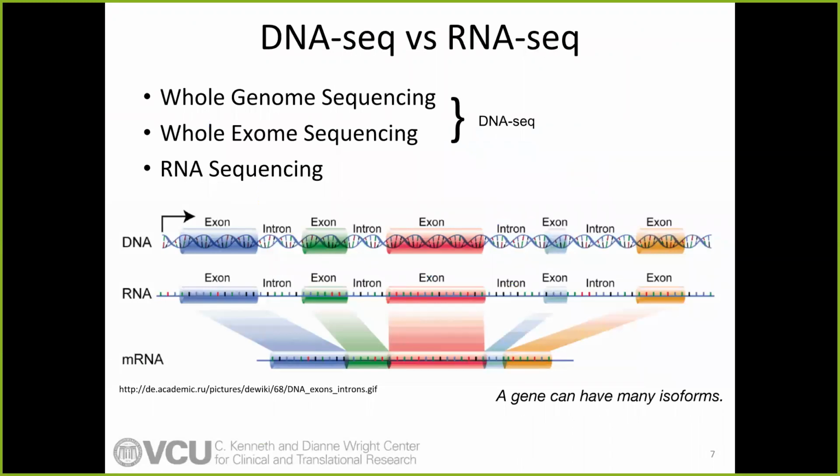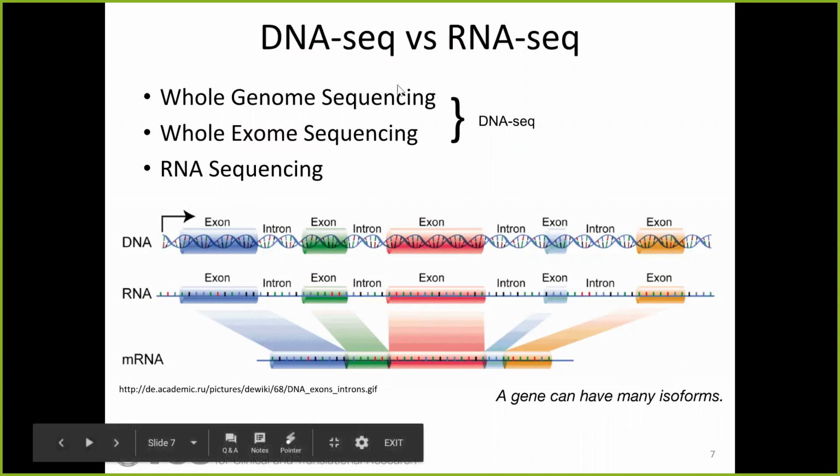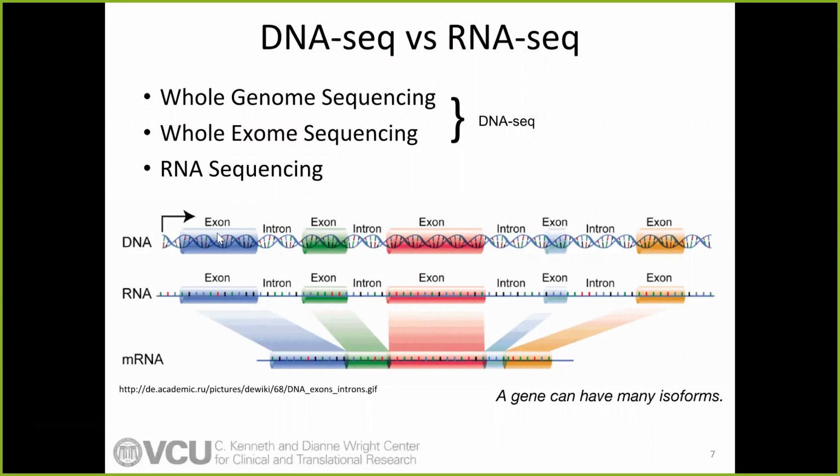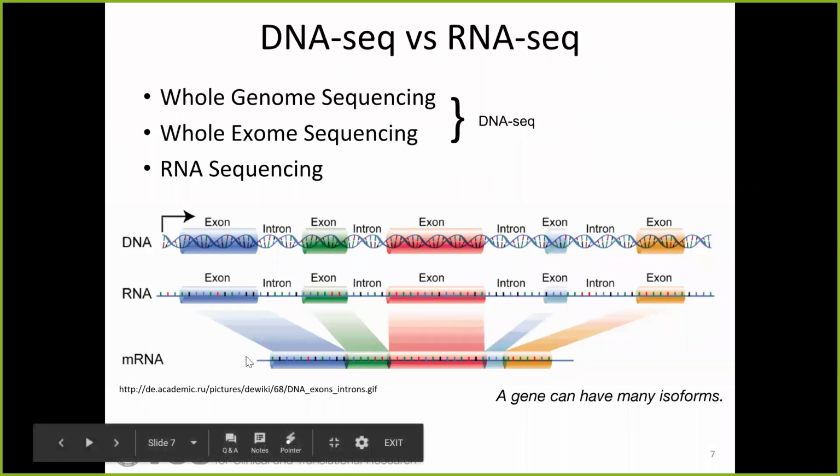So there's two main types of sequencing that I just wanted to point out. You have DNA sequencing, which is whole genome and whole exome. This is actually sequencing the DNA molecule. And then you have RNA sequencing, which is that next step where the DNA is transcribed into RNA. And a lot of RNA sequencing focuses on capturing messenger RNA, which is then translated into protein.